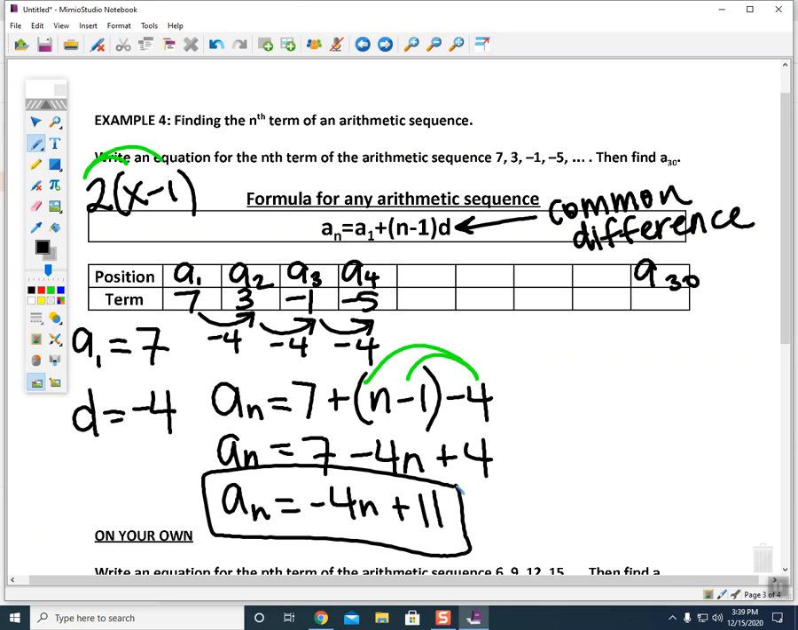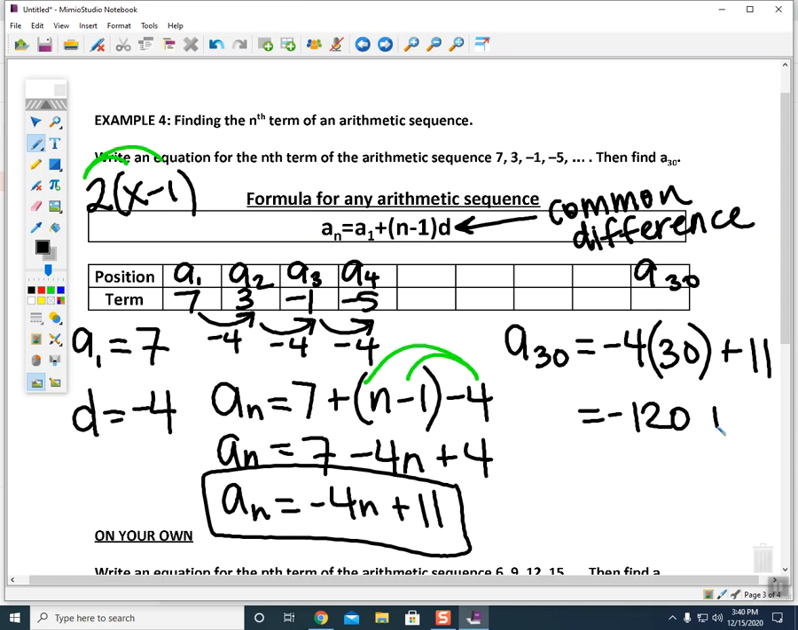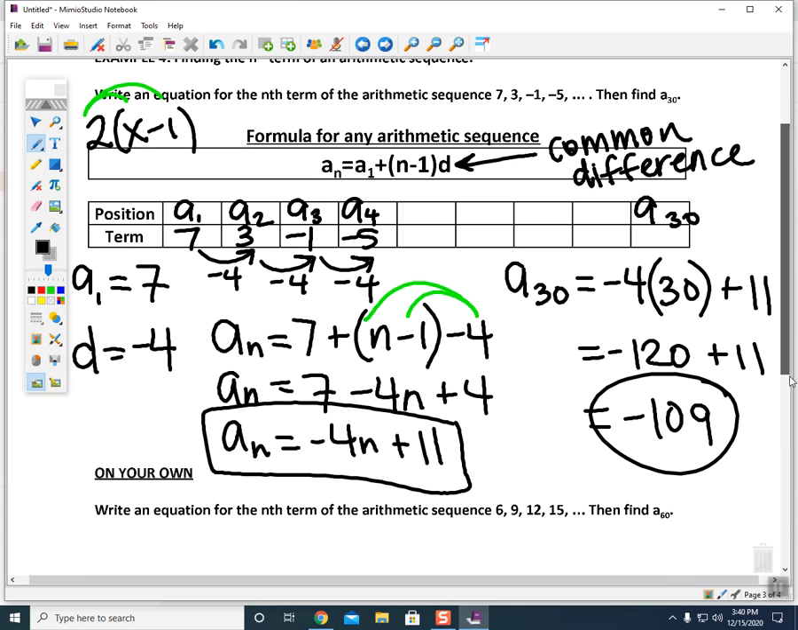Right, so I want to figure out, well, what's a sub 30? Well, a sub 30 just means that I'm going to plug in 30 for n. So I'm going to take -4 times 30 plus 11. So that equals -120 plus 11, which is going to equal -109. See how quick and easy that was? We didn't even have to count up. We can just do a couple steps and we get there.